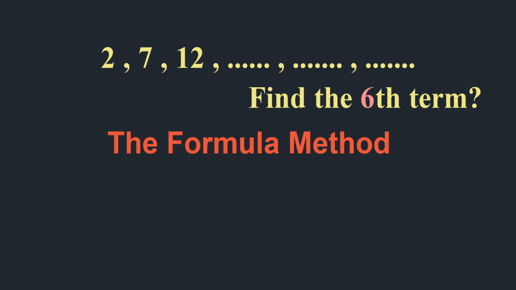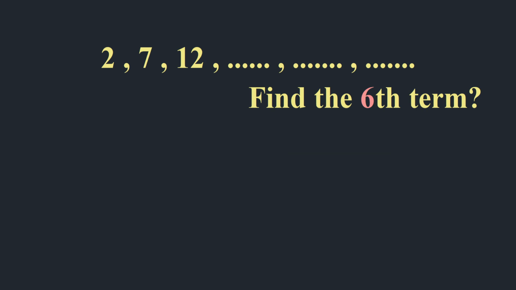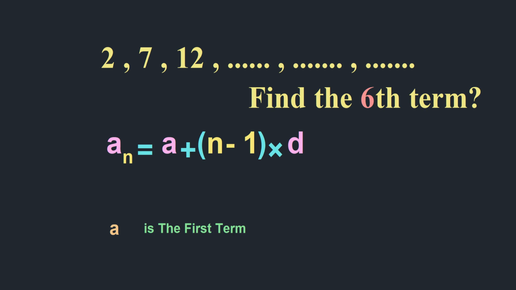Now, it's our time to solve the problem by using the formula method. In this method, we use the formula a_n equals a plus (n minus 1) times d, where a is the first term, d is the common difference, and n is the required term.